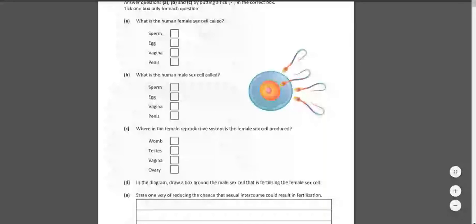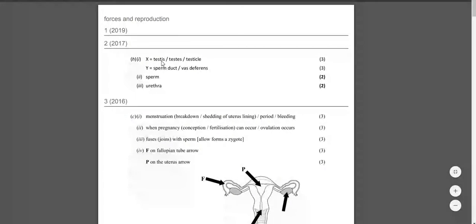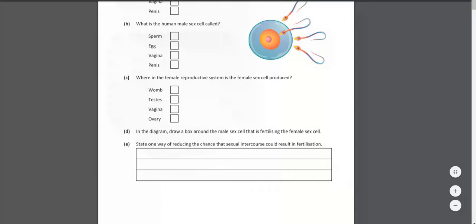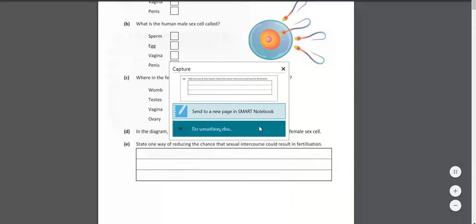Now we can see the marking scheme here. Sorry, the first answer actually doesn't give us the answers for the first one, so I've got to do this on my own. In the diagram, draw a box around the male cell in fertilization. So draw a box around the sperm. Then state one way of reducing the chance that sexual intercourse could result in fertilization. Well, you could use condoms, or you could have sex outside the fertile period. So we can say it's condoms or sex outside the fertile period.